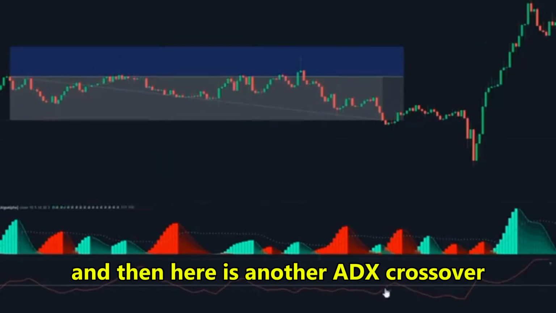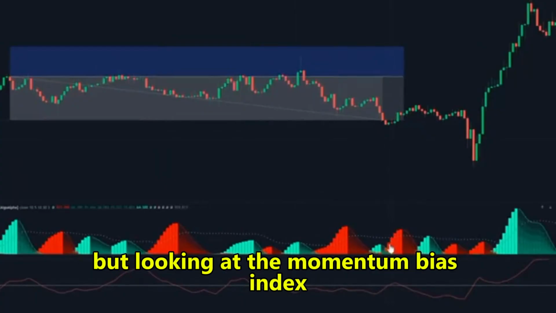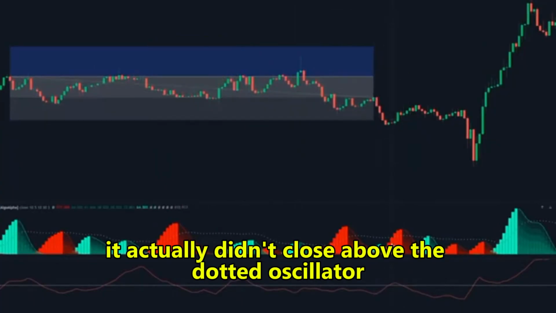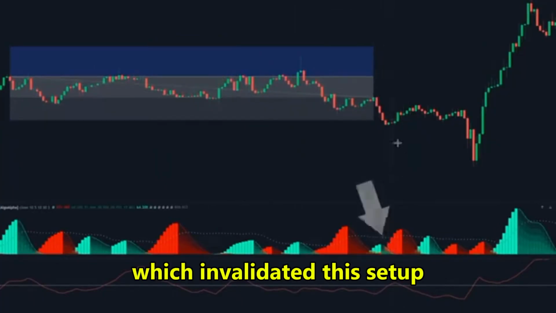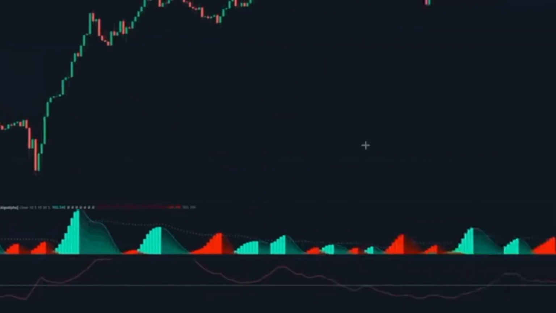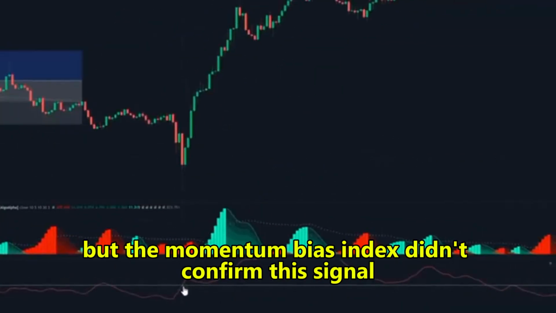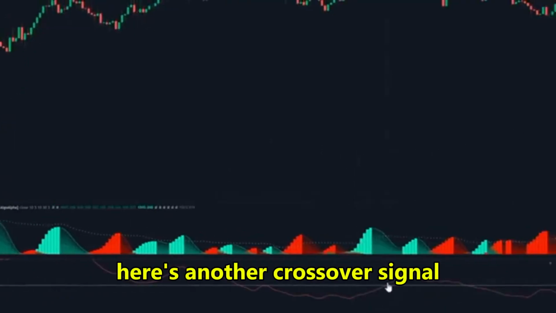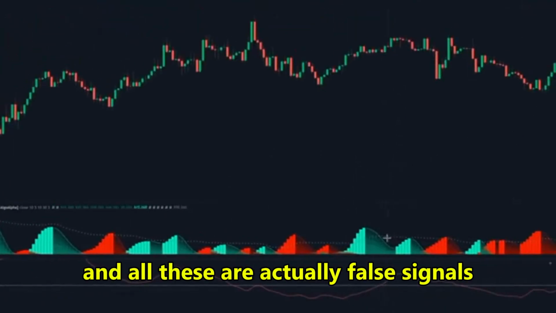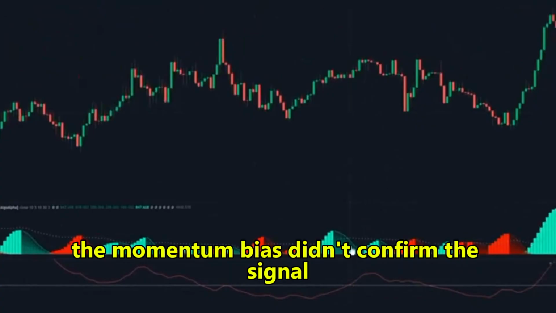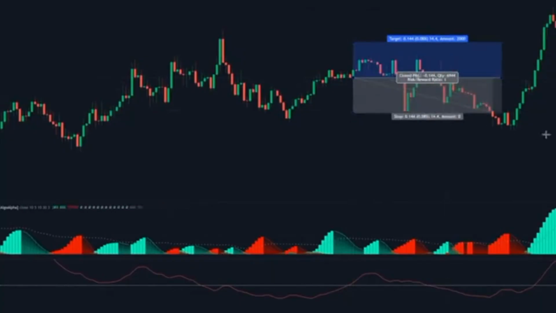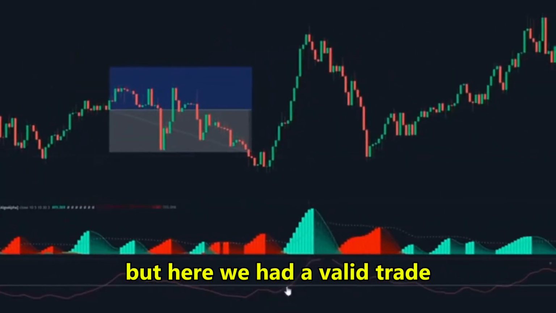And then here is another ADX crossover, but looking at the momentum bias index, while the crossover histogram was colored red, it actually didn't close above the dotted oscillator, which invalidated this setup. Here is another crossover, but the momentum bias index didn't confirm this signal, so we can't take the trade. Here's another crossover signal, and all these are actually false signals. As you can see, the momentum bias didn't confirm the signal, so we didn't take the trade and we avoided this loss. But here, we had a valid trade.